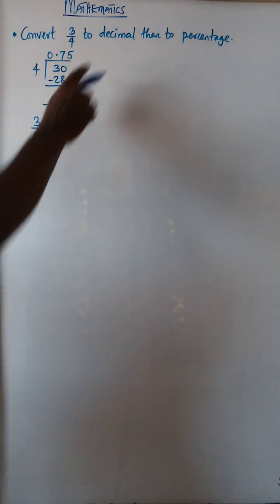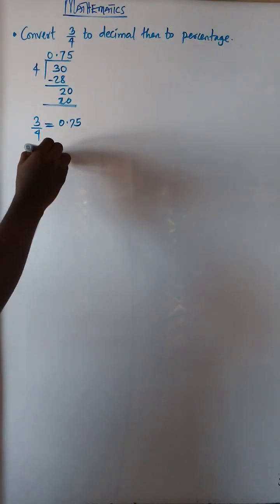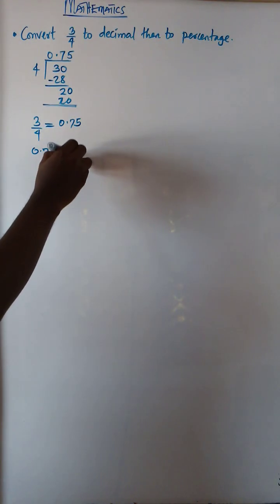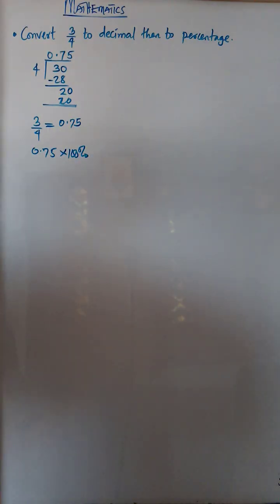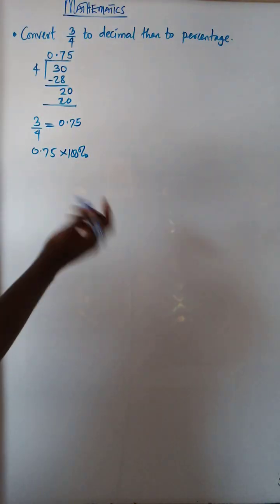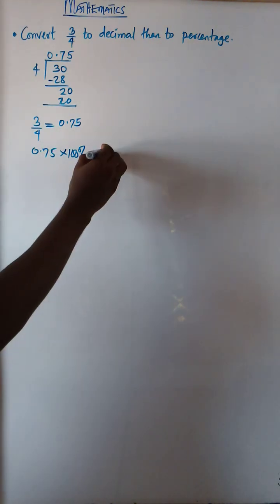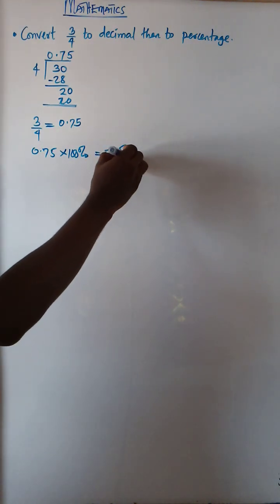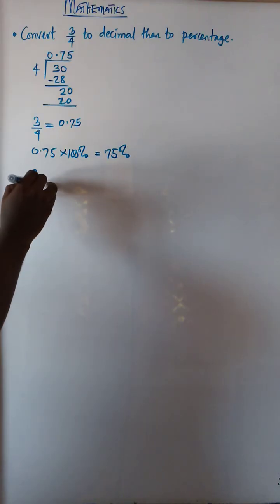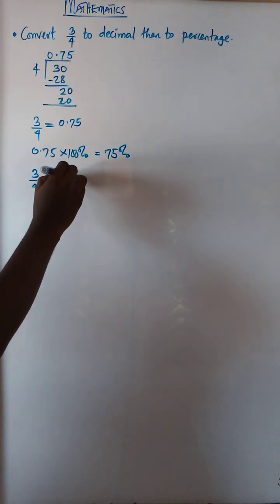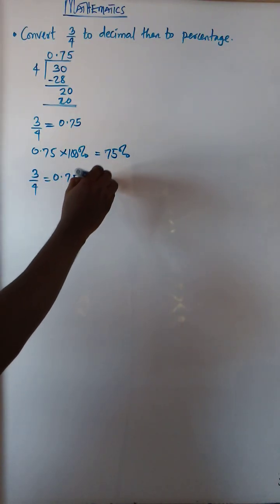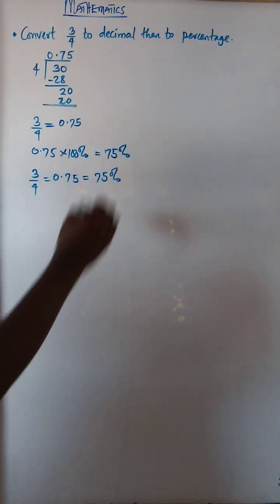So that's the decimal. Now let's convert 0.75 to percentage. What are we going to do? You multiply by 100%. We are not changing anything because 100% is as 1. Then here we shift the point twice. 1, 2, that's 75. 75%. So it means 3 over 4 is 0.75 in decimal, and it is what? 75% in percentage.